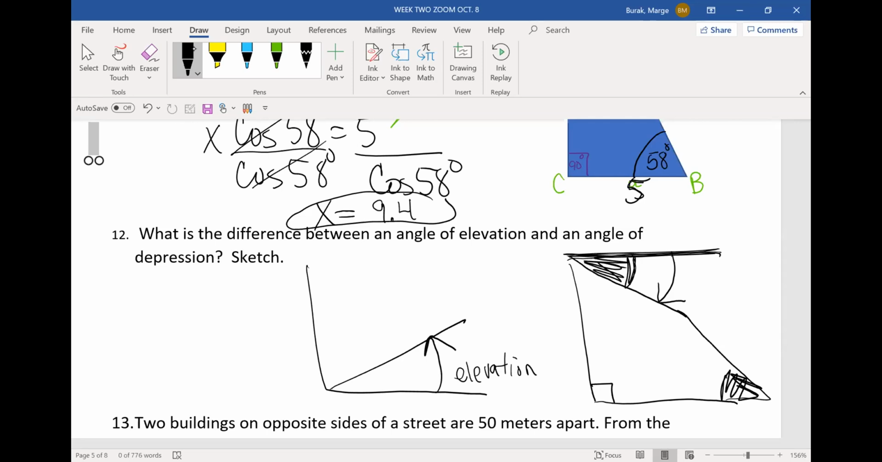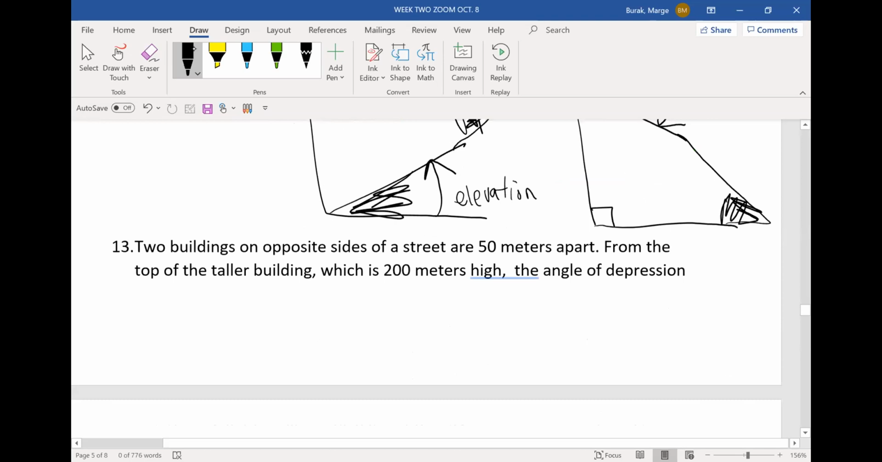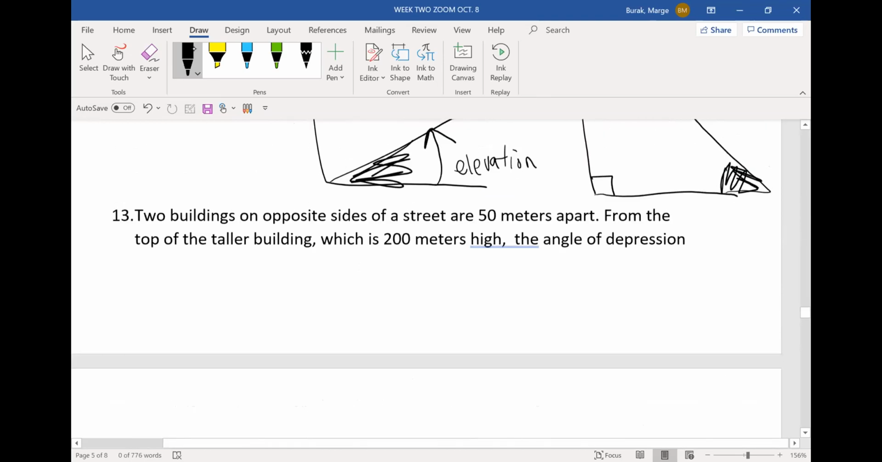Okay, and by the way, the angle of elevation is the same as this angle of depression, because they're called alternate interior angles. They swing around. All right. I'm going to stop right here.